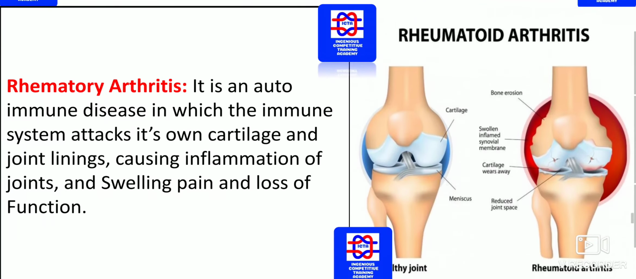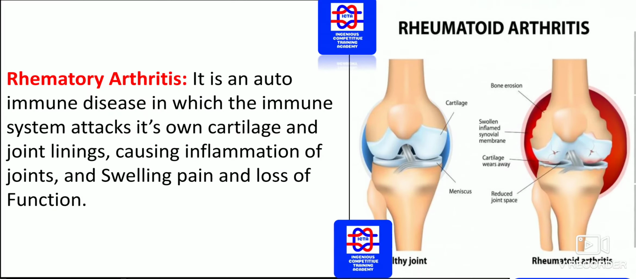Next we have rheumatoid arthritis. This type of arthritis is an autoimmune disease in which the immune system attacks its own cartilage and joint linings, causing inflammation of joints, swelling, pain and loss of function. You can see how a rheumatoid arthritis bone looks and how a normal bone looks.